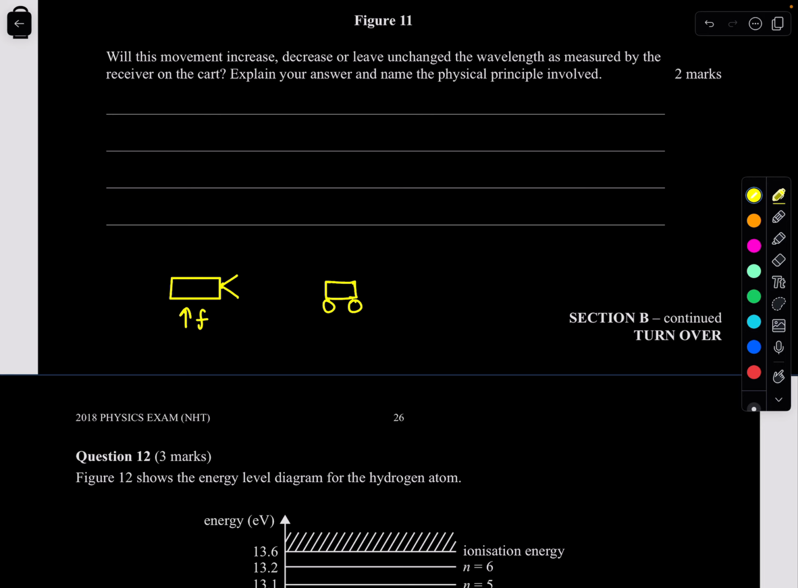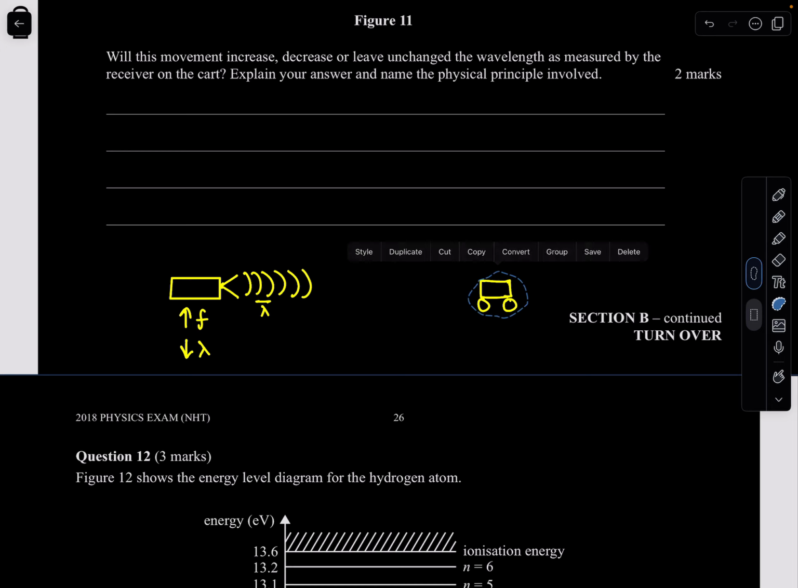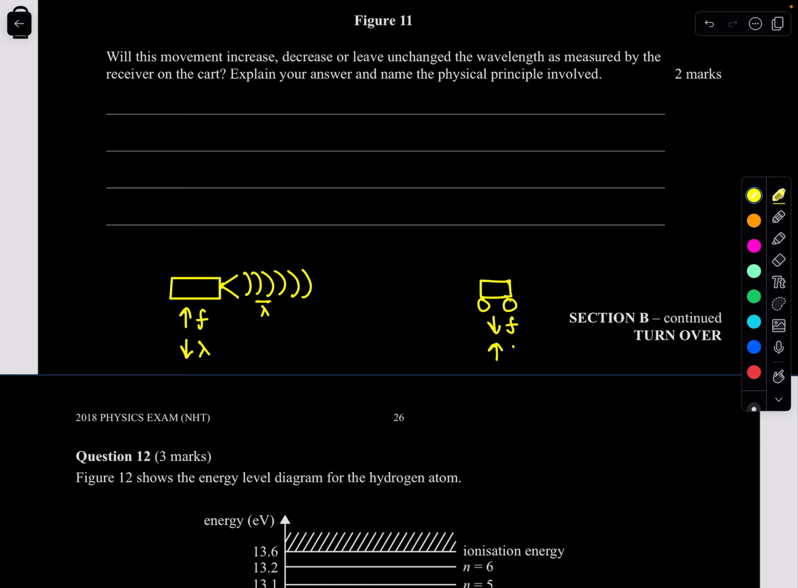If frequency is large, remember frequency is inversely proportional to wavelength, so the wavelength must be small. That's why those wavelengths are very small. But as the car goes further away, you won't hear the siren as well. It becomes less and less, which means the frequency becomes smaller. If frequency is small, the wavelength must be high. So as the car goes further to the right, the wavelengths become larger and larger because the frequency is getting smaller and smaller.